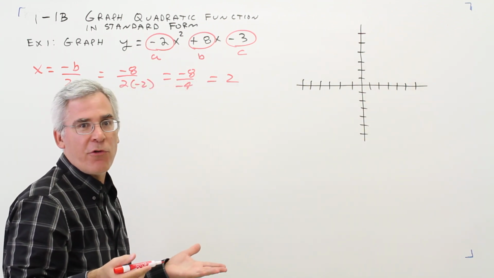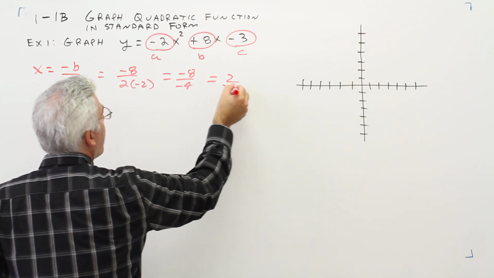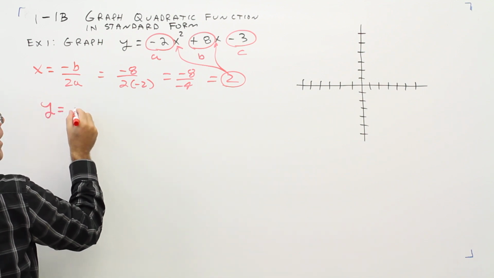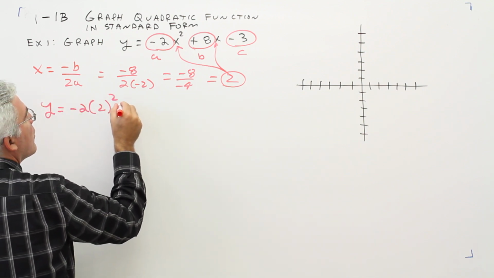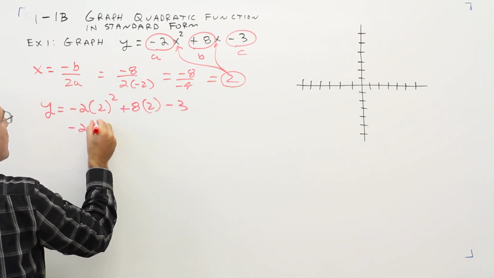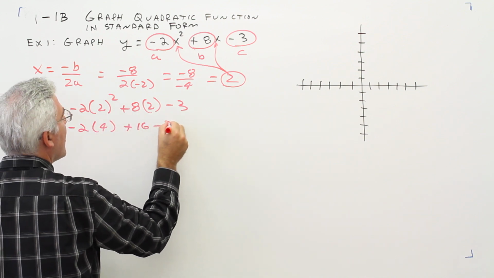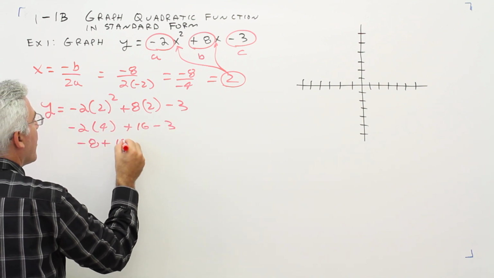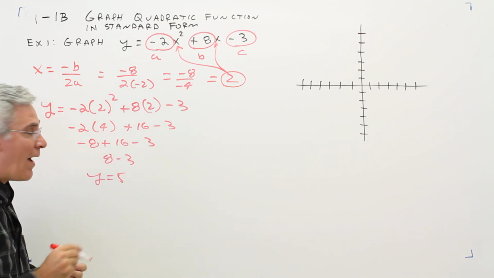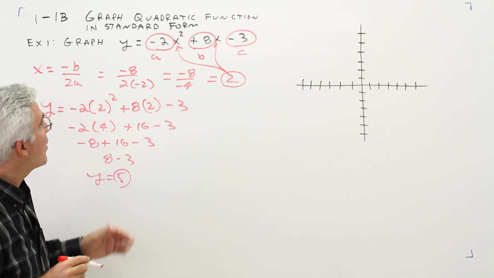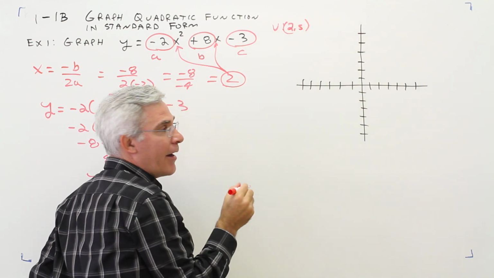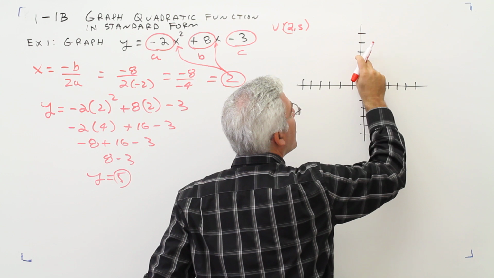So I know I've got a line of symmetry at x equals 2. First what I'll do is I'll try to find the y coordinate. So I'll plug that x value into the function and get y equals negative 2 times 2 squared plus 8 times 2 minus 3, negative 2 times 4 plus 16 minus 3, negative 8 plus 16 minus 3, 8 minus 3, y equals 5. So my vertex is at 2, 5. I'll just make note of that. And I'll plot it. 2, 1, 2, 3, 4, 5.